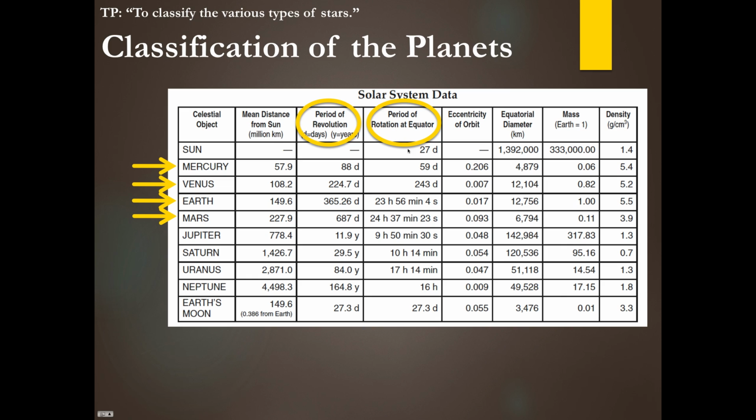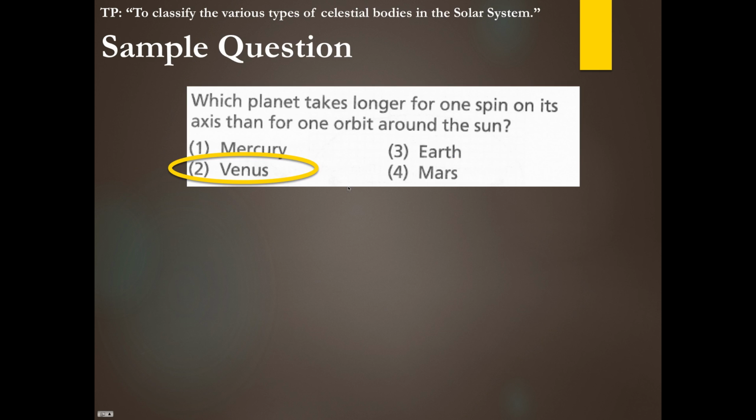So Mercury, its rotation is less than the revolution. For Venus, its rotation is longer than the revolution. For Earth, rotation is shorter than the revolution. And for Mars, its rotation is shorter than revolution. So the only planet that takes longer to rotate once than to revolve once is Venus. It takes 243 days to rotate once and 224.7 days to revolve around the sun. So the correct answer for this one would be Venus.